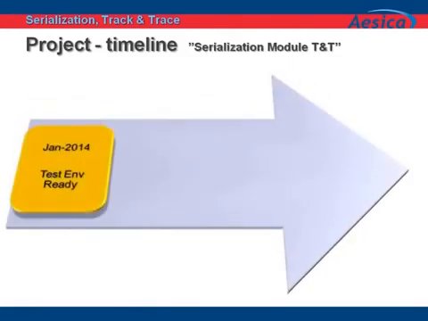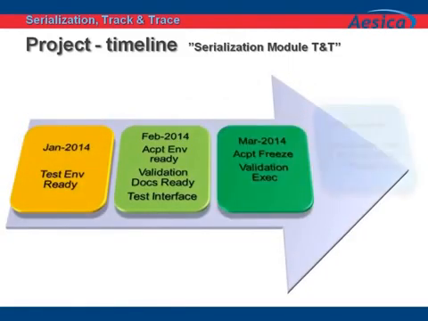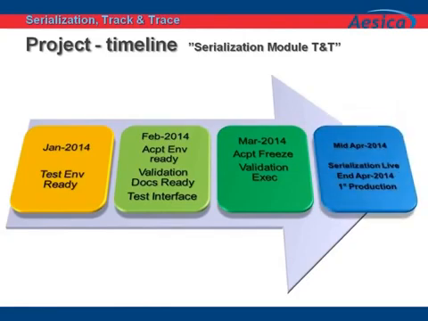After that, we started a new project only for the serialization module, starting from January, and we went through these different months with all the tests, all the validation stuff, and so on. We arrived at mid-April with the go-live for the serialization module, and we started the first production last week with the Chinese, with the first batch of the Chinese product completely serialized by the system.